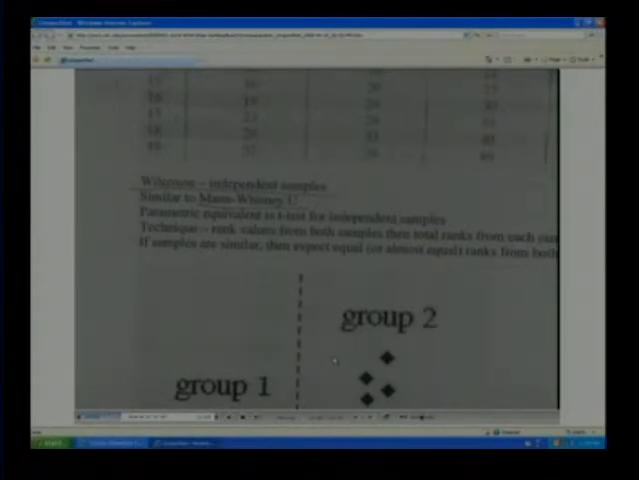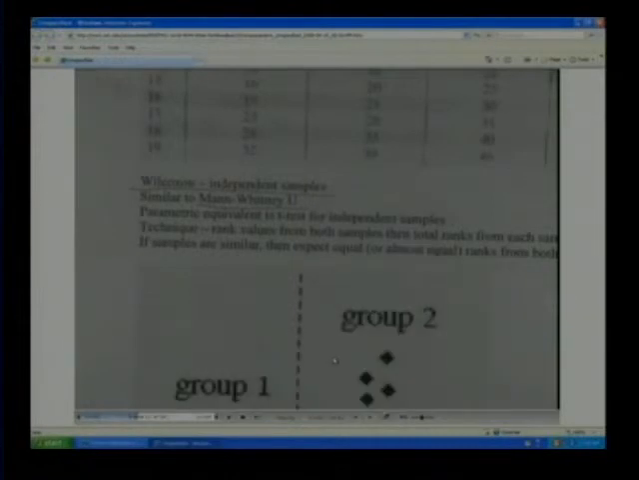Basically, to do this one, you go through and you rank the values from both samples, and then you total the ranks from each sample. Theoretically, if the samples were equal, then those ranks would be relatively equal. If they're not, then you're going to expect some differences.